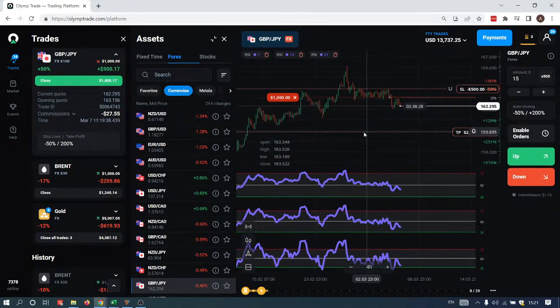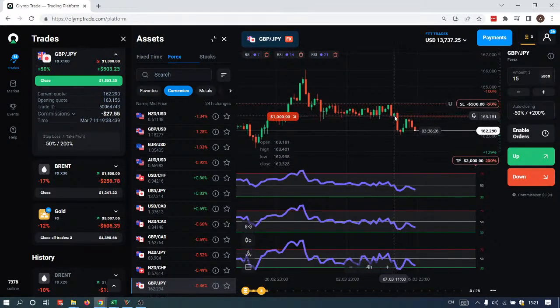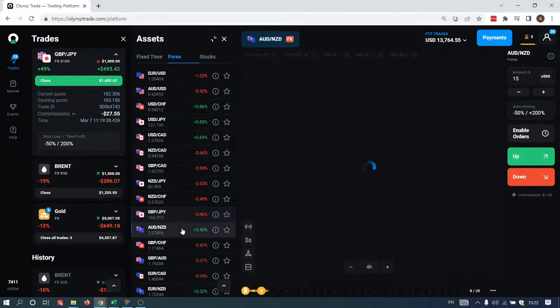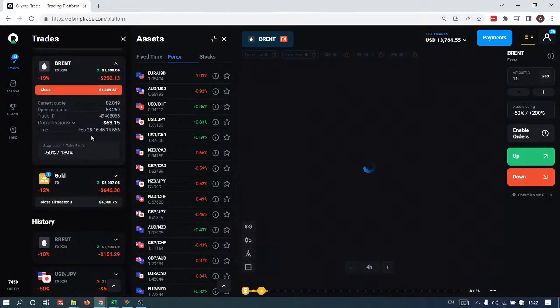GBP JPY. Yeah, I think I used the help of some indicator. I think I was using the Kind Martin strategy in order to find this signal, which is the combination of the MACD indicator together with the parabolic SAR indicator. And yeah, basically support and the price breaks below. And what else? I have Brent.